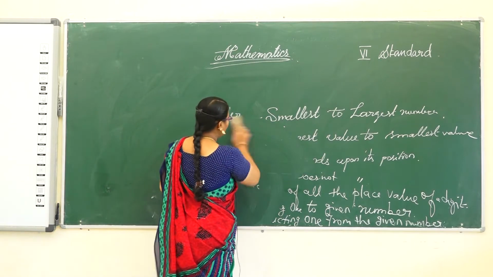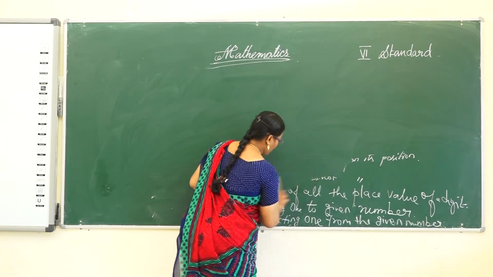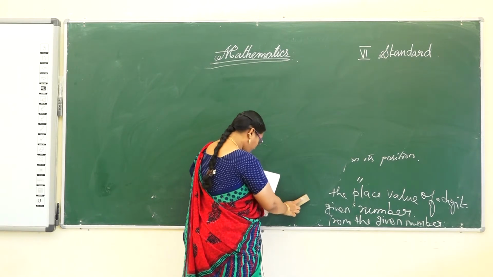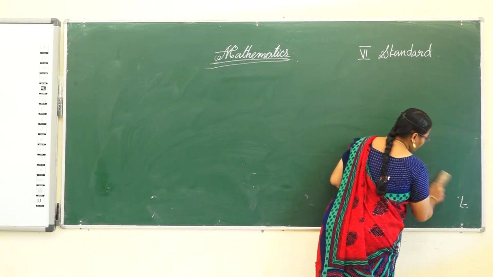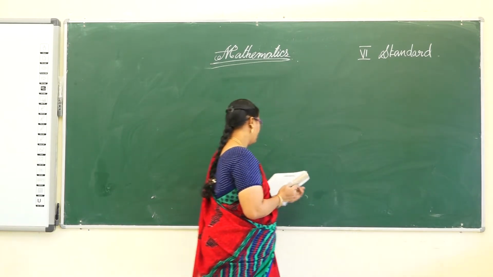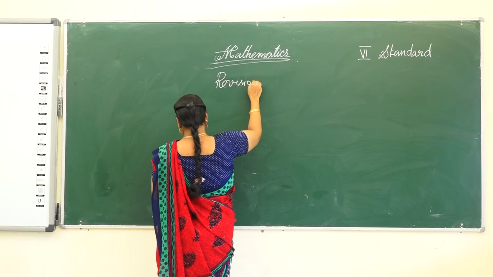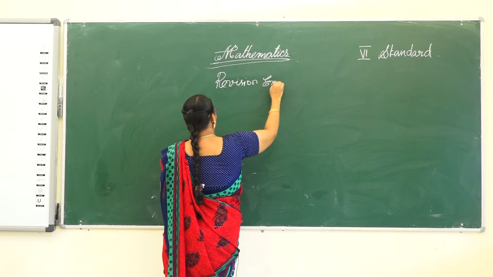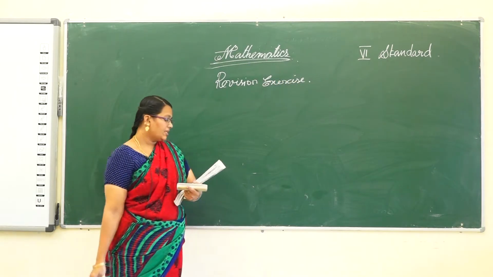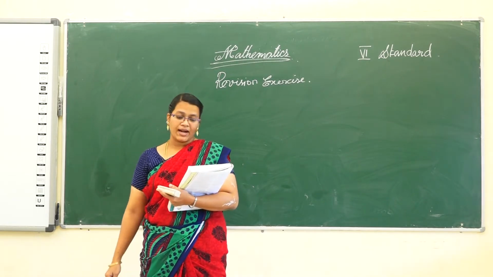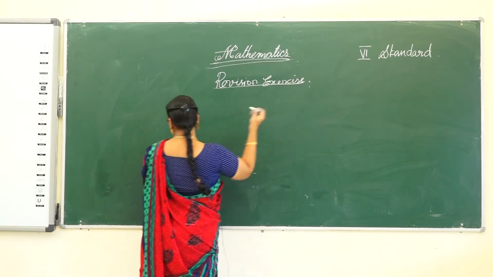Now move on to the revision exercise. Revision exercise at page number 3. First one. Put commas at the correct places in the following numbers and write them in words. So first put the commas.